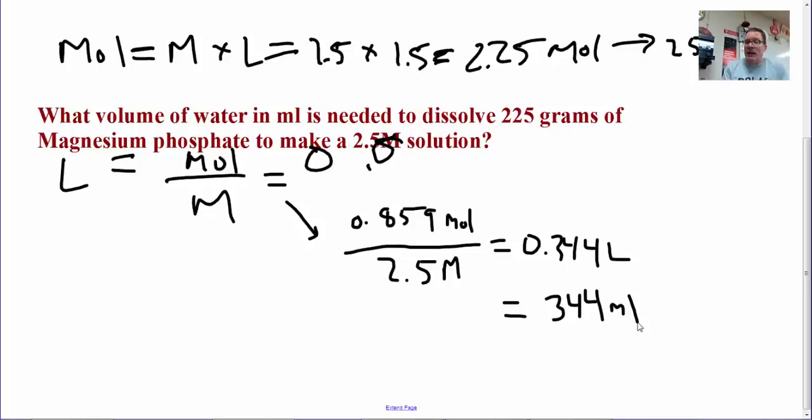Okay? So that is molarity and solutions. Our next video we'll talk about dilutions. What if we already have a concentrated solution and want to dilute it down and make it weaker?